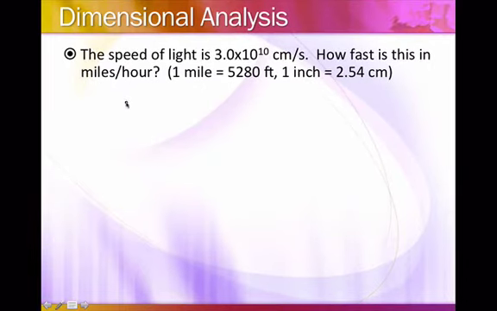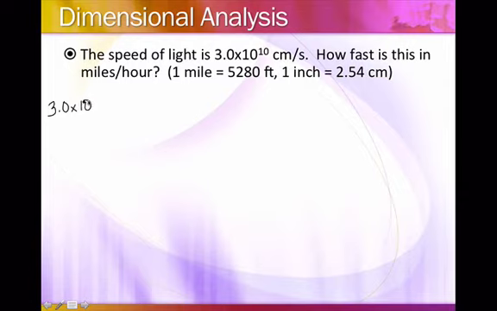Next question. The speed of light is 3.0 times 10 to the 10th centimeters per second. How fast is this in miles per hour? And then they give me a bunch of conversion factors here. I think we're actually missing one, but I can give it to you as we go. So I'm going to start with what we have.